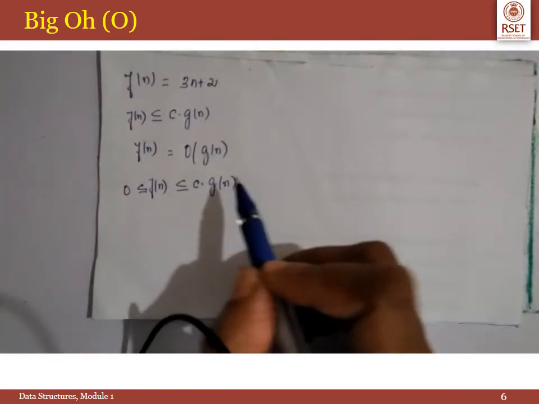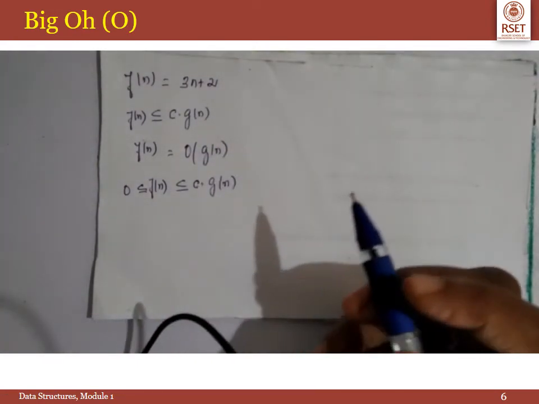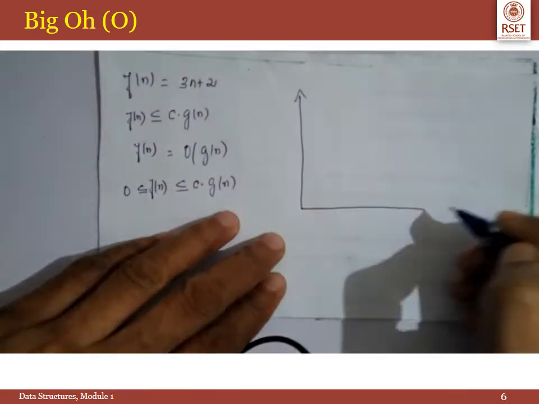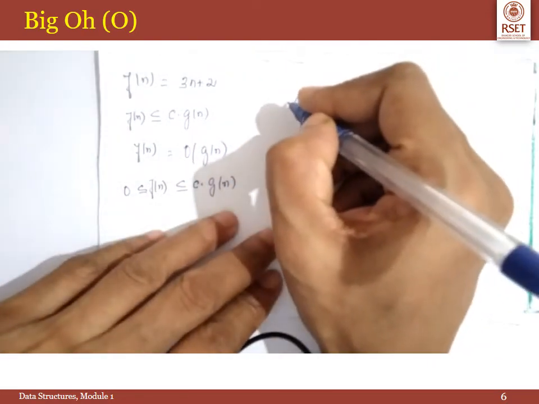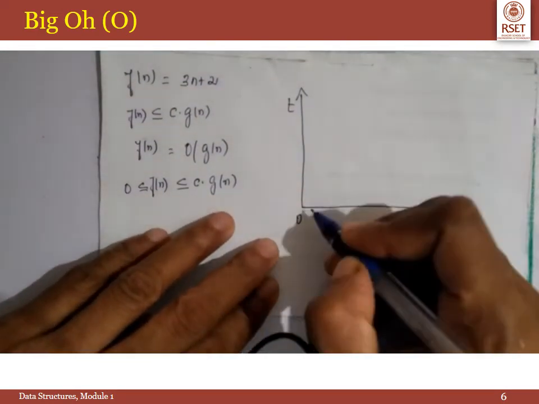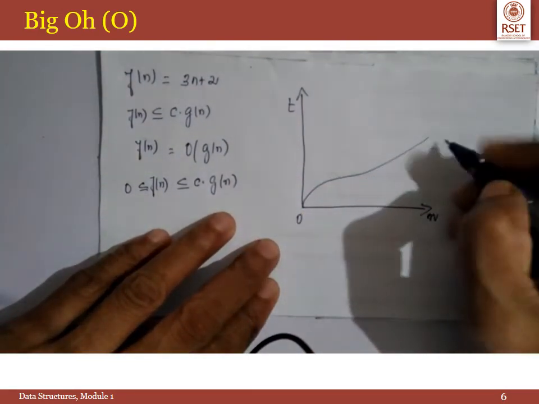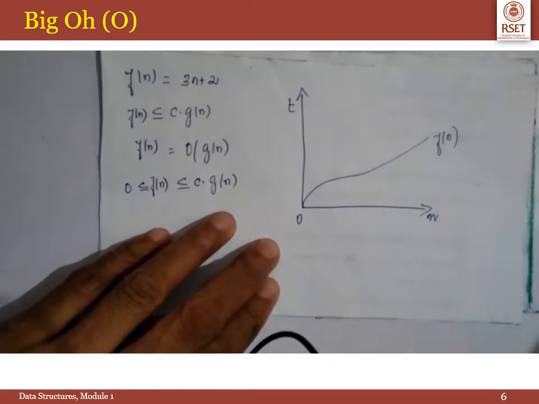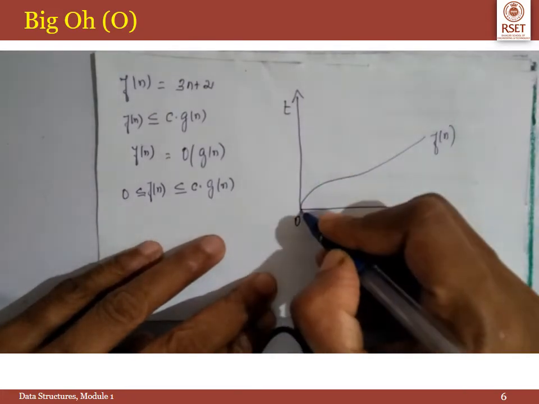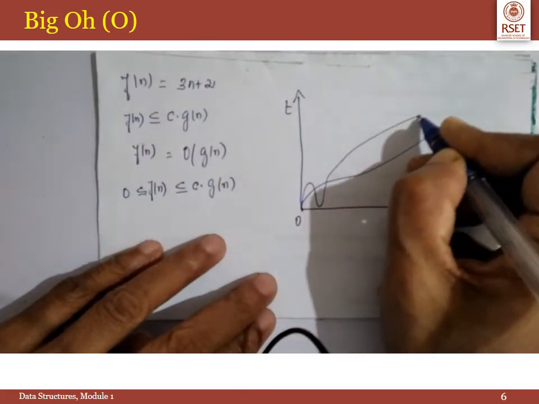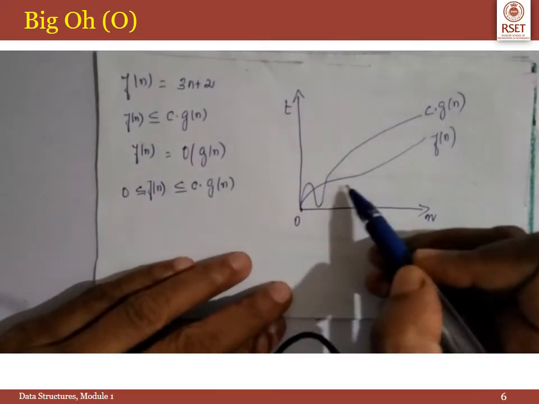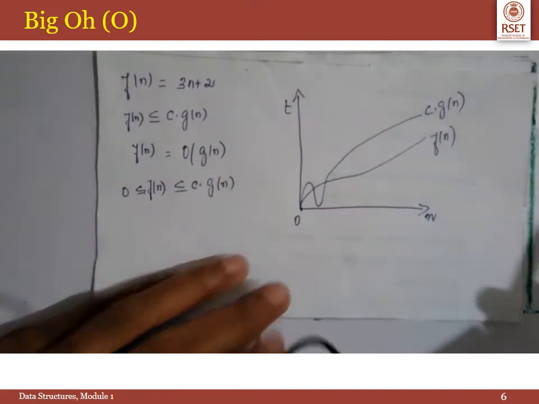Okay. Now in order to understand this, let us draw a plot. Suppose I am going to draw a graph where on the y-axis I am drawing time and on the x-axis it is n. Now suppose the function f of n I can represent like this. This is my function f of n. Now suppose I draw c into g of n, and this is c into g of n. That is, our aim is to find a function which is lying above f of n.